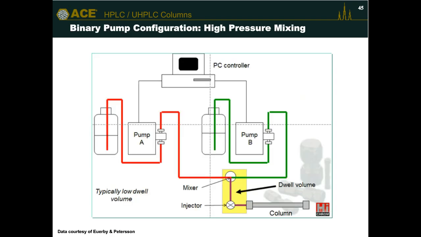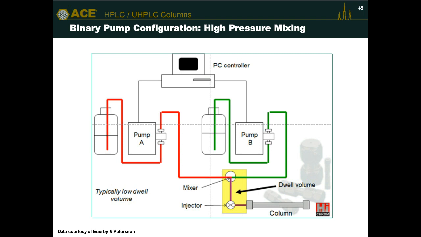When I talk about dwell volume, I mean the point at which the solvents mix through the autosampler to the head of the column. So on a binary system where you've got high pressure mixing, you can see the area, the box in yellow, is the dwell volume of your instrument. This dwell volume can be small, it can be large. This is a binary system.